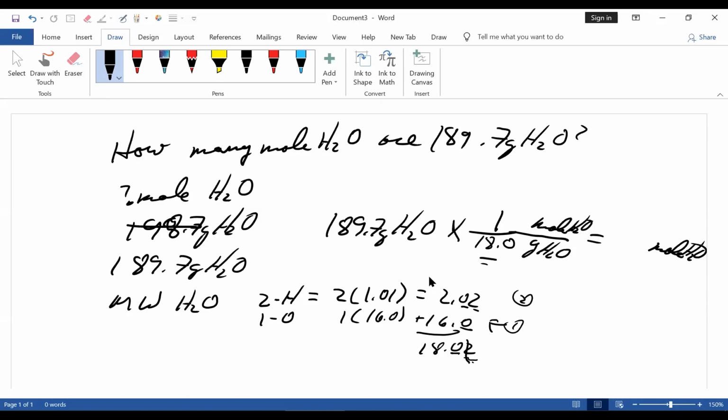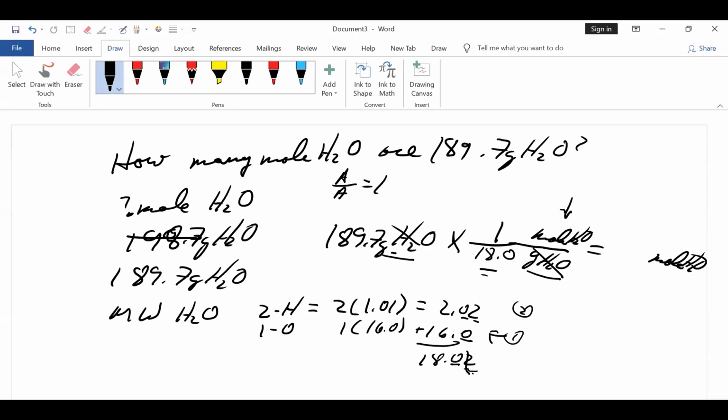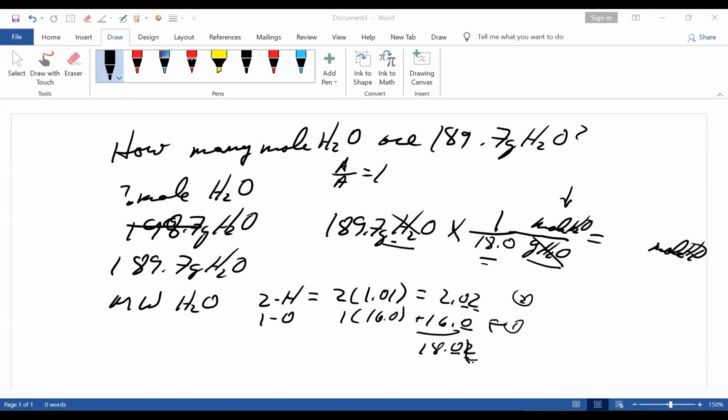And before I pick up my calculator, I'll look, are my units right in my final answer? Now, anything divided by itself equals 1. Therefore, grams of water divided by grams of water is 1, cancels out. I'm left with the right units, and now I can go pick up my calculator and do the math.